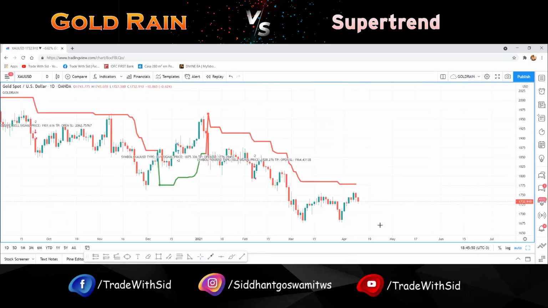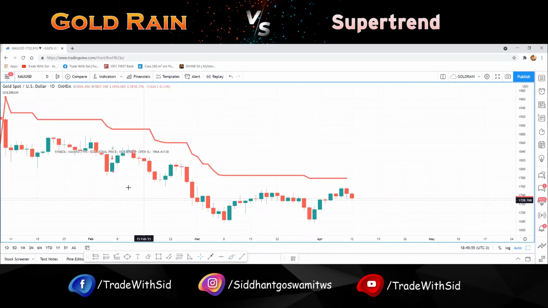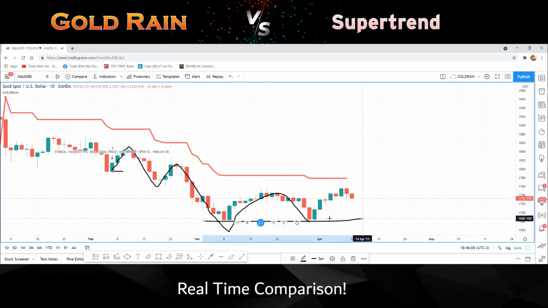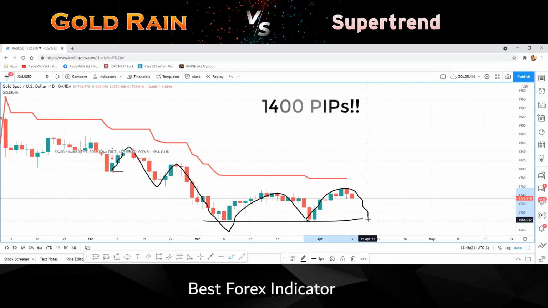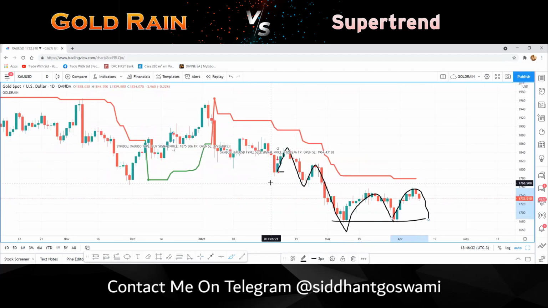So let's see a daily time frame. On the daily time frame, you can see the signal generated at 1827, 1828. Downtrend going on as predicted by our indicator. Prices are crashing again, and will go down again to this level of 1684. So that's like 1400 pips with gold. On one lot, that's $14,000. On 0.10 lot, that's $1,400. And on 0.01 lot, that's $140. So guys, this is the power of our indicator.